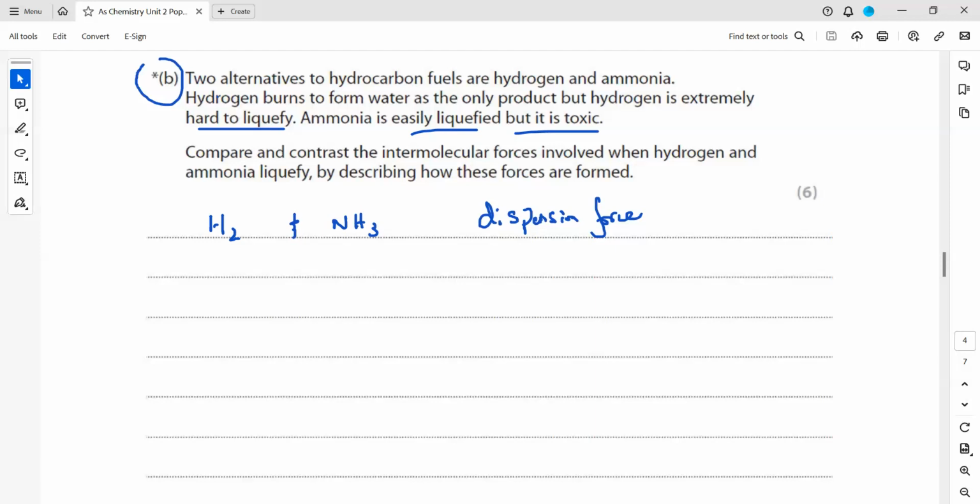Then how are London dispersion forces formed? They're formed by temporary dipoles inducing dipoles on the other molecule. So when we have a temporary dipole and this temporary dipole induces a dipole on the other molecule, this results in the formation of a London dispersion force.